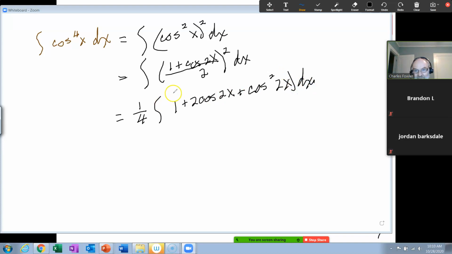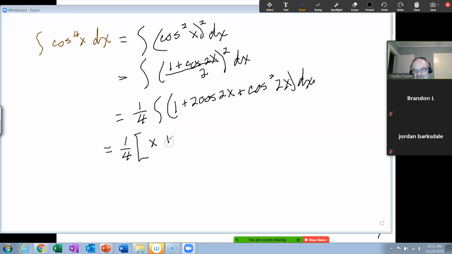Okay, square the first, 1 squared is 1, twice the product of the 2, 2 cosine 2x, square the last. Okay, now this we can handle, this is another even power of cosine. So let's carry it through, 1/4. Now let's go on and integrate this. Antiderivative of 1 dx is x, okay?